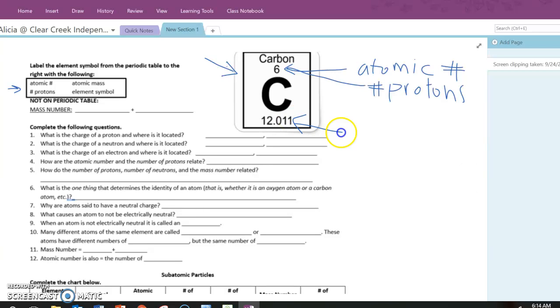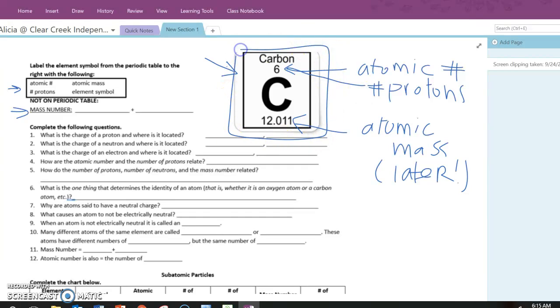This number is the atomic mass, and we will learn more about atomic mass later. Okay, I'm sorry, my handwriting looks like chicken scratch on the screen. You won't really use that word again for a couple of days. The word that we are going to use for now is called the mass number. The mass number is not on the periodic table element symbols.